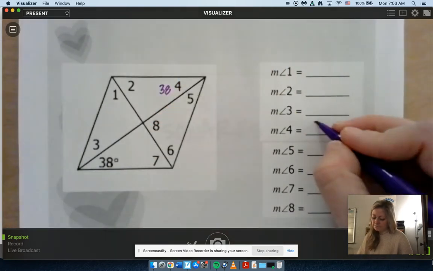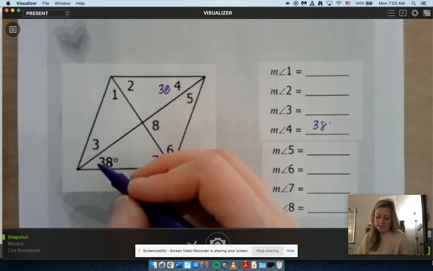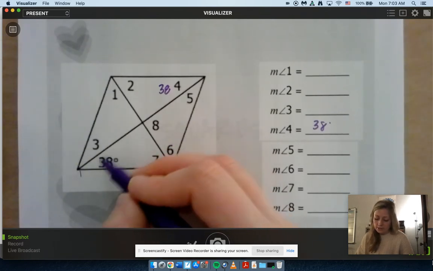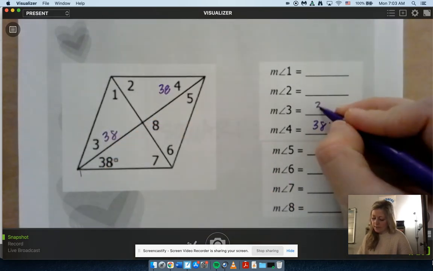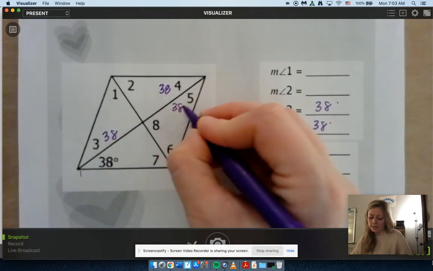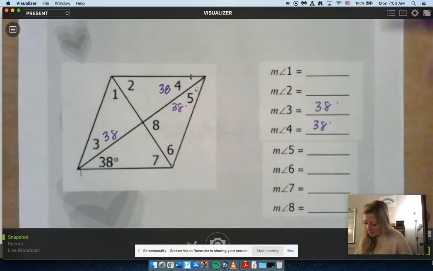We love that. And then we also know that by that property, that the diagonals cut our corner angles in half, that if this half is 38, so is 3. And then if 3 is 38, we know 5 is by alternate interior, or you could use that same property that this angle's bisected, so those have to be the same.